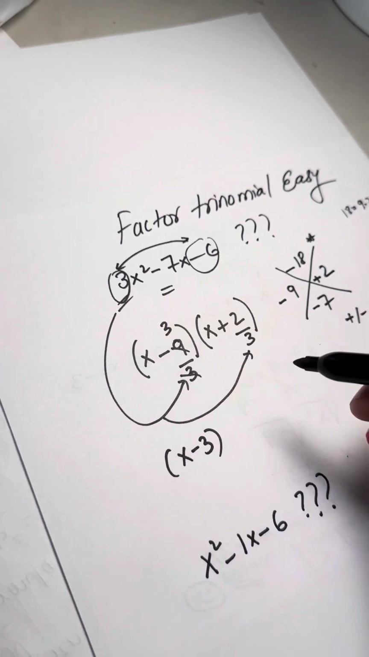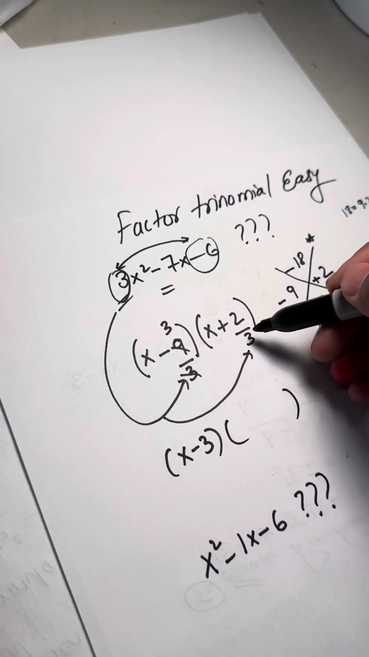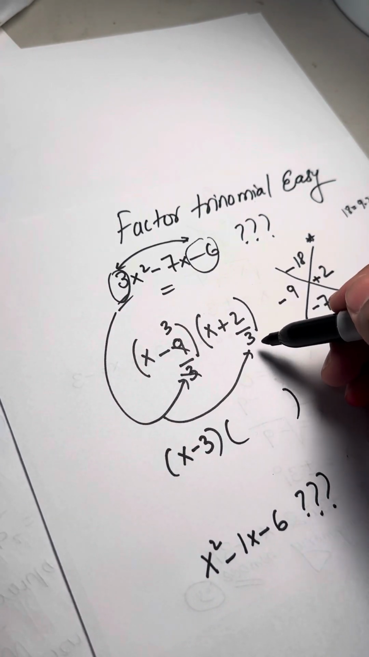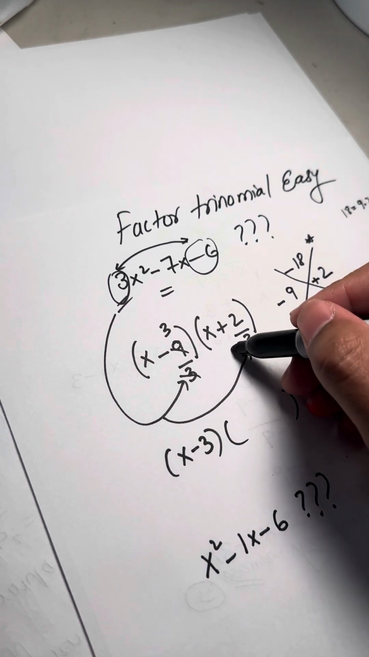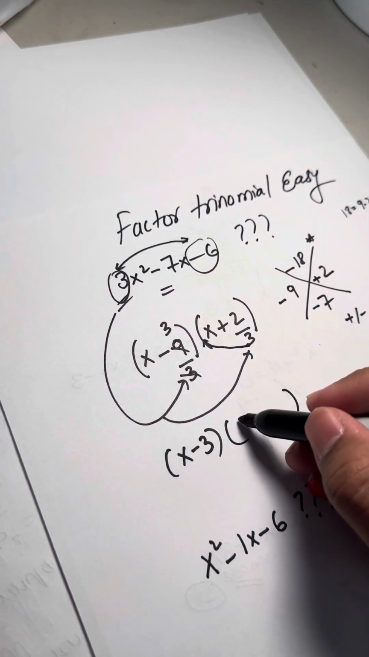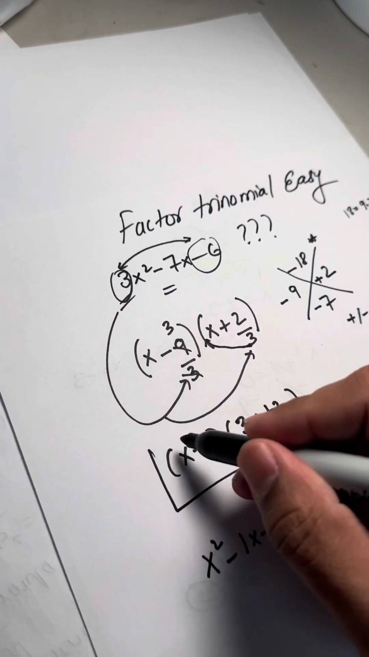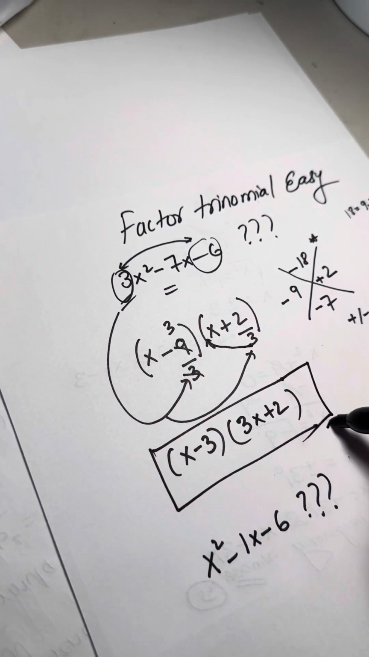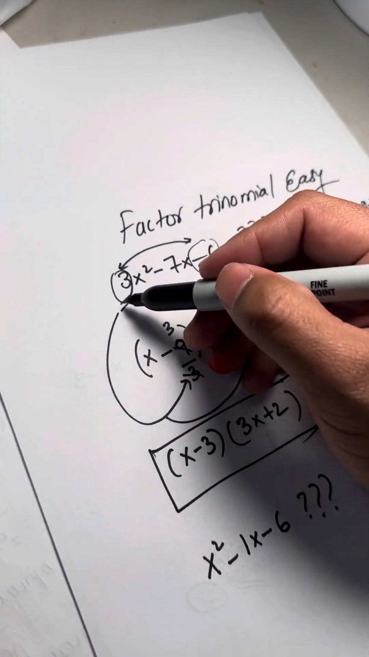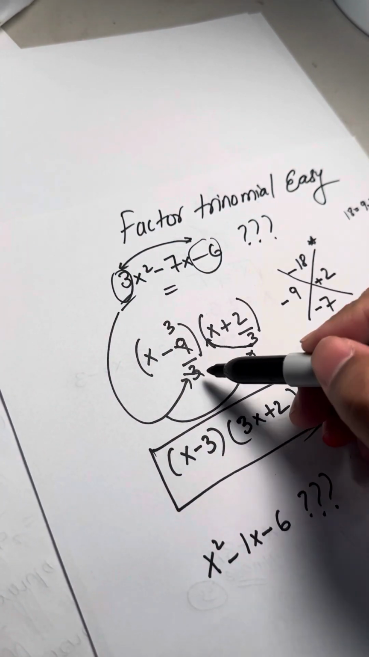But in this scenario, obviously 3 does not go into 2. So what you do is bring that 3 right in the front of x. So 3x plus 2. And that's it. That's your final answer for this one. And this is only when you have a number in the front. You have to do this extra step.